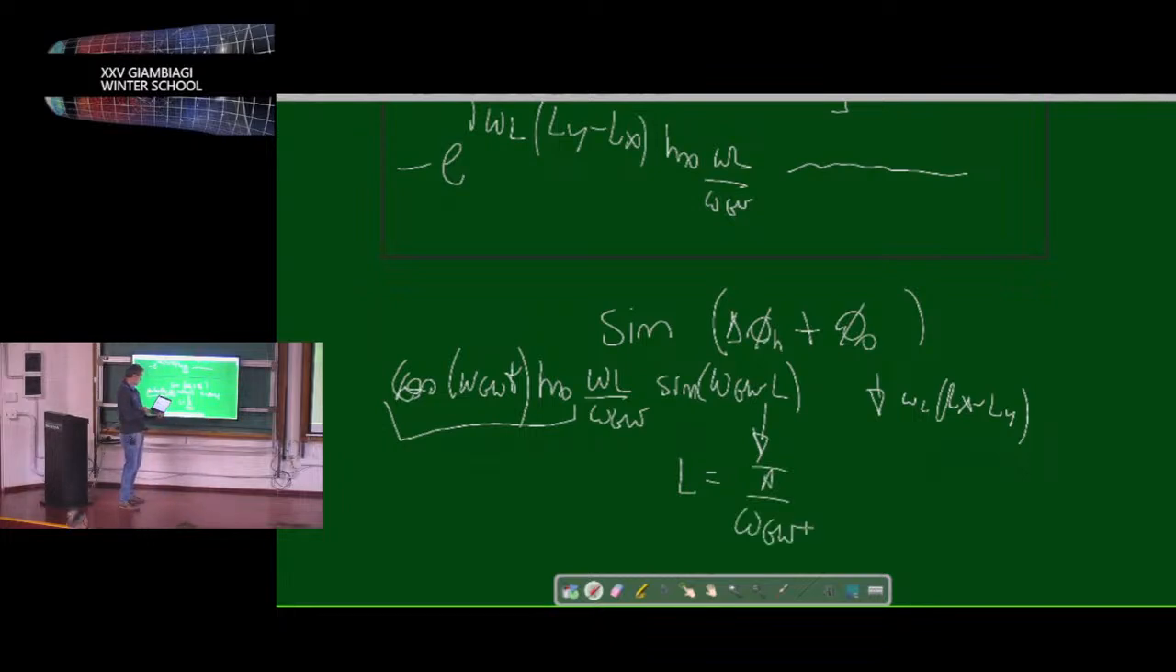Clearly. So pi divided by 2, sorry. There it is. I mean, this is a sinus. So the best response of the detector to the amplitude of the gravitational wave is when L is pi divided by 2 omega gravitational wave. Let's put in the numbers. So if we put our detector to answer well to 100 Hertz, say, pi divided by 2 is of the order 1.5.